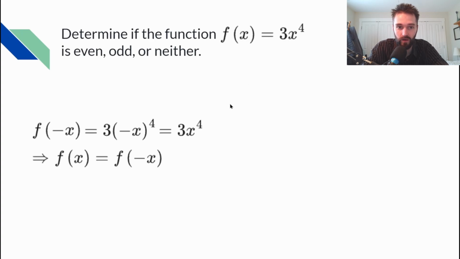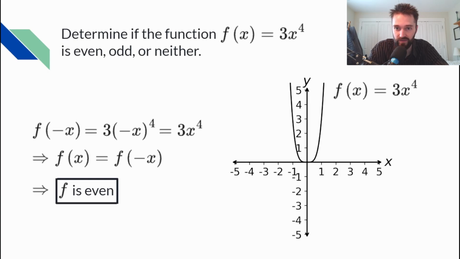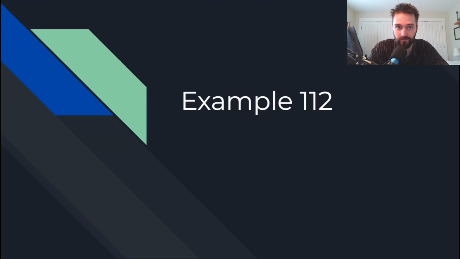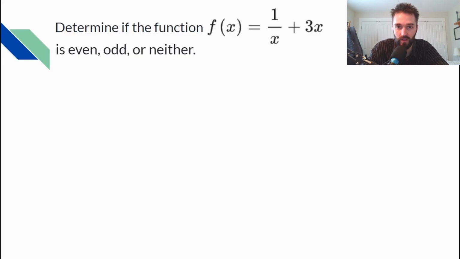All right? Which means that f of x equals f of negative x for all values of x, which means that the function is even. Okay? And when we graph this thing, we can see that it's symmetric about the y-axis. All right? That's a characteristic of even functions. Okay? Let's move on to the next example.